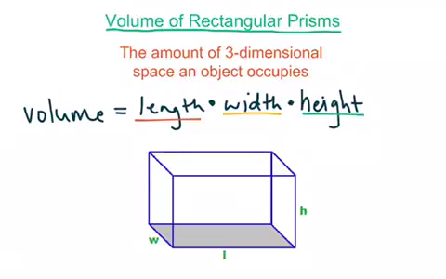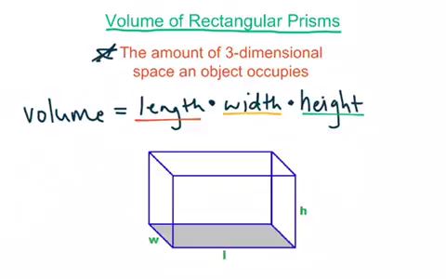This screencast is going to explain how to find the volume of rectangular prisms. So finding the volume of a shape is a pretty simple task. However, understanding what volume tells us is probably the more important part of finding the volume of a shape. So it's going to be important that you understand that volume is the amount of three-dimensional space an object occupies.